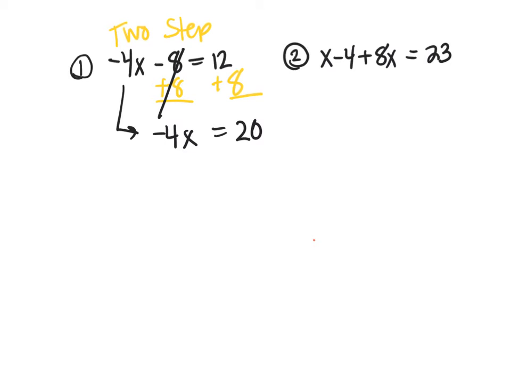My next step, with my next inverse operation, is this negative 4 times x. And so my inverse operation is to divide by negative 4. And that is going to give me the answer of x equals negative 5.